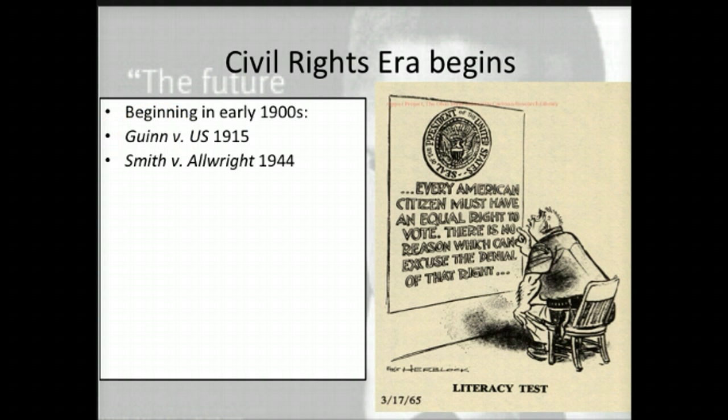Then next you have Smith versus Allwright. This ended the all-white primaries. So I remember that with all-right, all-white gone. So again, into the all-white primaries, the Democratic hold in the South was so strong that whomever won the primary in the South won the general election.